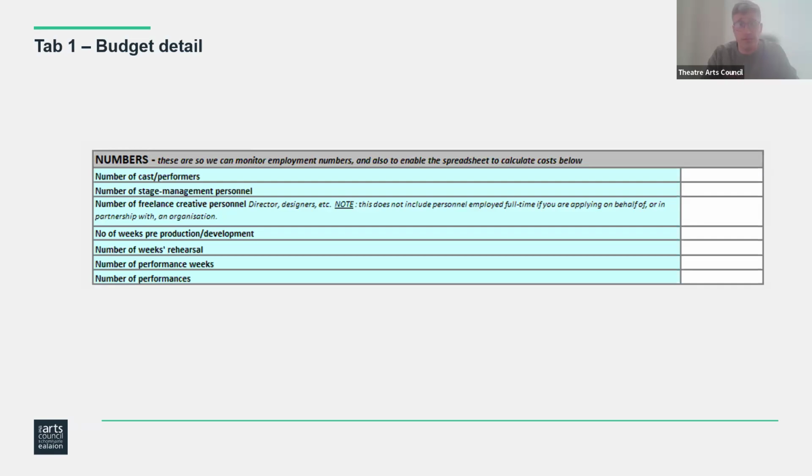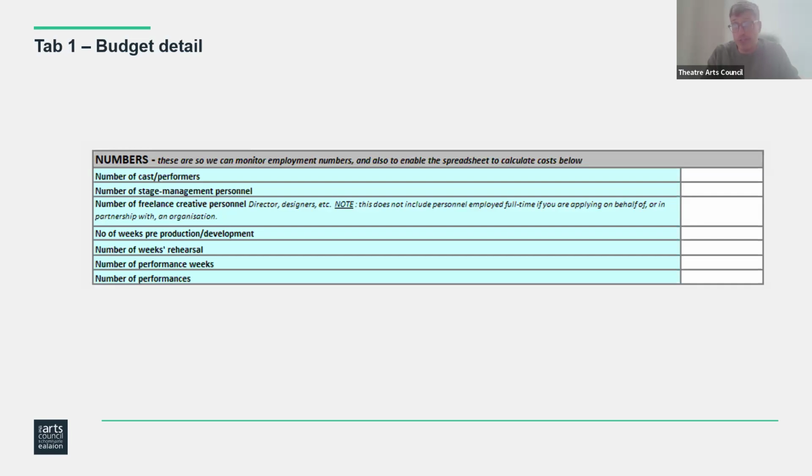depending on the different types of roles and collaborators that you have for your project. For the row that says number of weeks pre-production slash development, pre-production, obviously, may be relevant for strand three or strand four because you're going to be dealing with the preparations for production. For strand three or strand four, development is not an eligible cost because the expectation is the project that you're going to be staging will have already been developed to rehearsal ready stage.